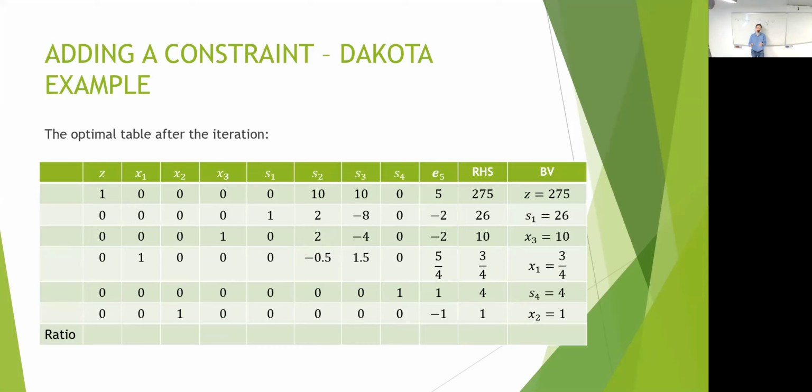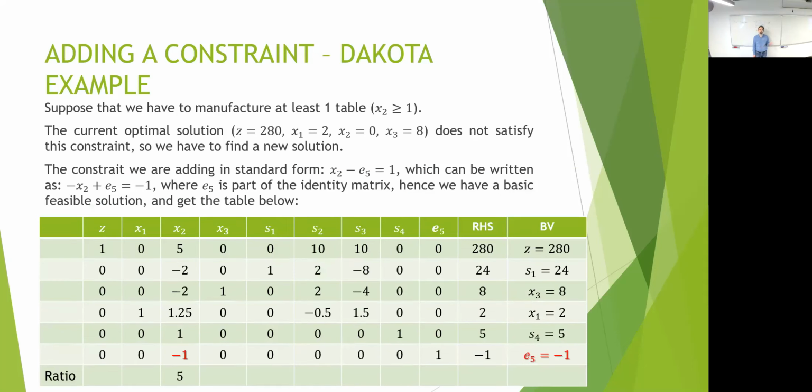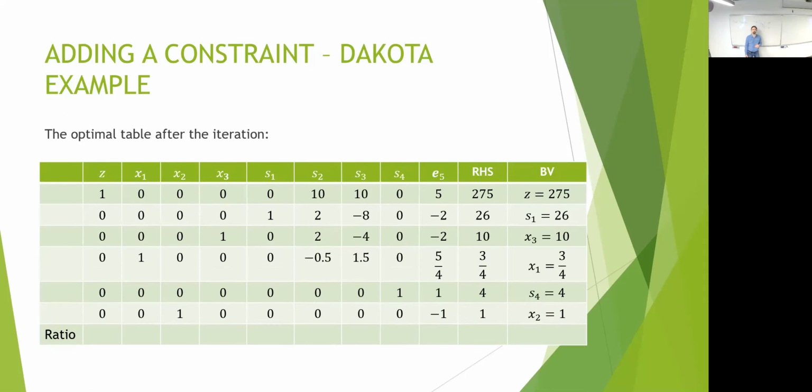These are not integers. We are not looking for integer values right now. It's just linear relaxation, so we're not looking for the integer solution. So we are going to produce 3/4 of a desk, for example. The first one is a desk. So the z value, as you can see, has decreased from 280 to 275.